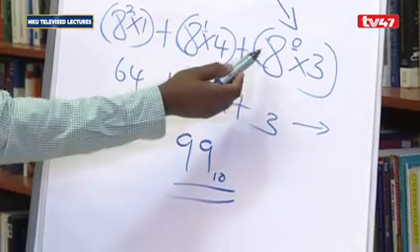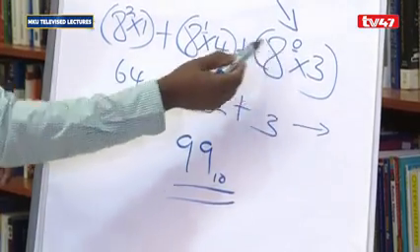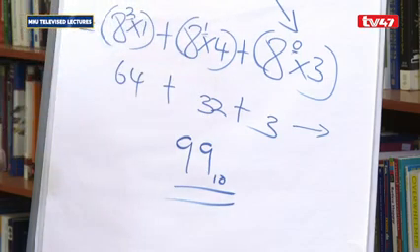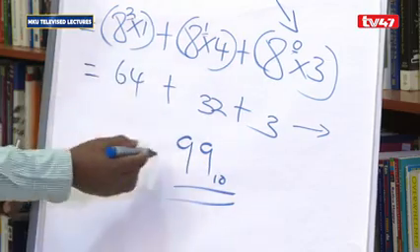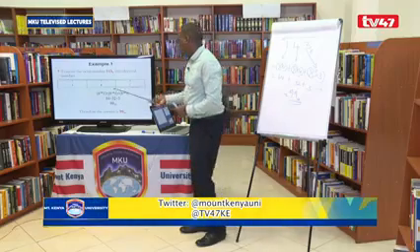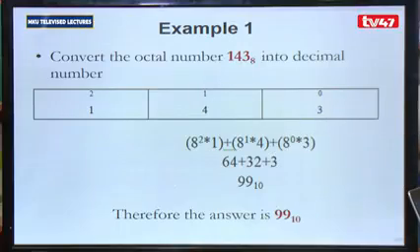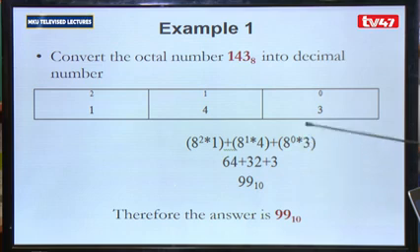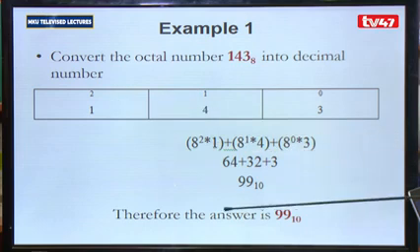So you pre-multiply or you expand using this 8 from 0 as the powers increase, and as we pre-multiply with these numbers, then you add the values together to get the required decimal number. That is exactly what is in this particular table here. This represents the power of 8, 8 to the power 0, 8 to the power 1, 8 to the power 2, as we pre-multiply with these numbers here. 8 to the power 0 times 3, 8 to the power 1 times this 4, 8 to the power 2 times this 1, and we end up with 99 base 10.